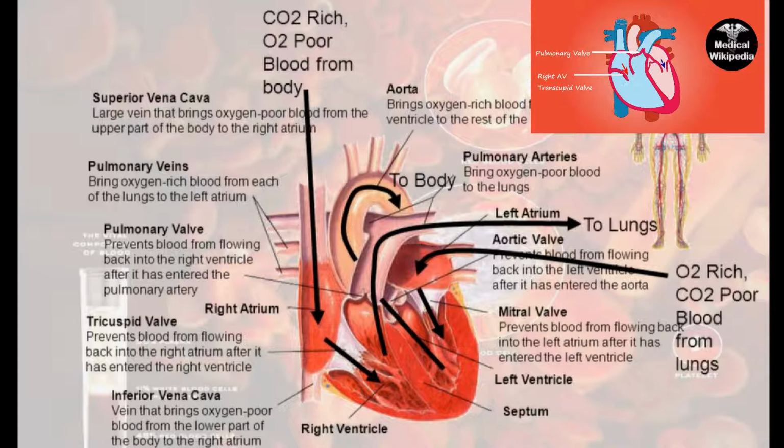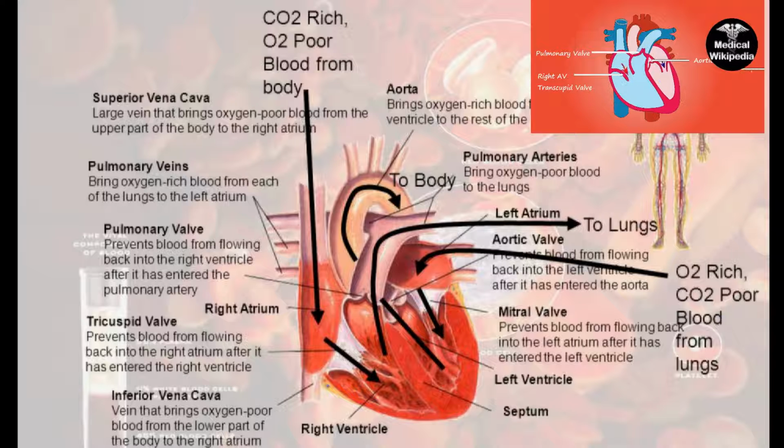Pulmonary veins. Bring oxygen-rich blood from each of the lungs to the left atrium. Superior vena cava. Large vein that brings oxygen-poor blood from the upper part of the body to the right atrium. Aorta. Brings oxygen-rich blood from the left ventricle to the rest of the body.